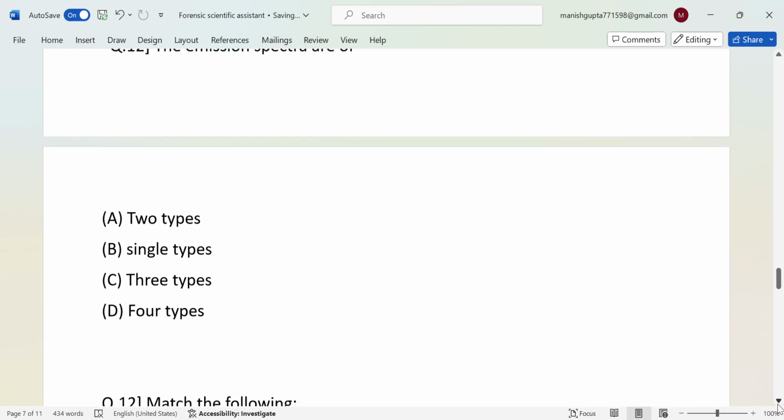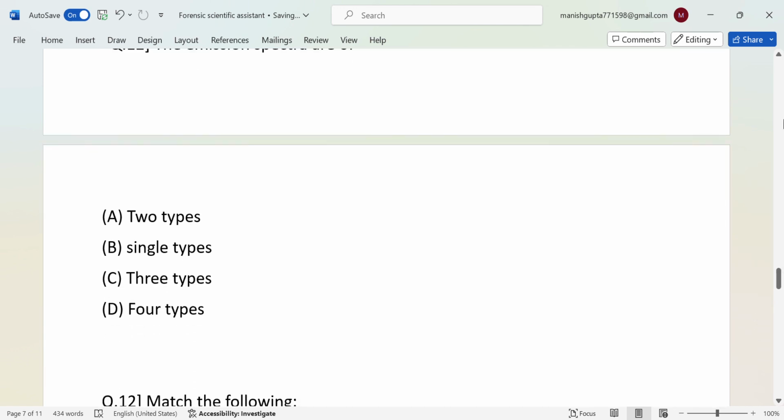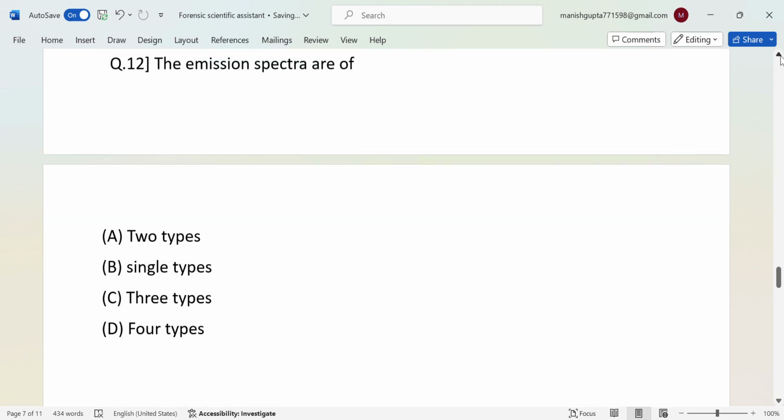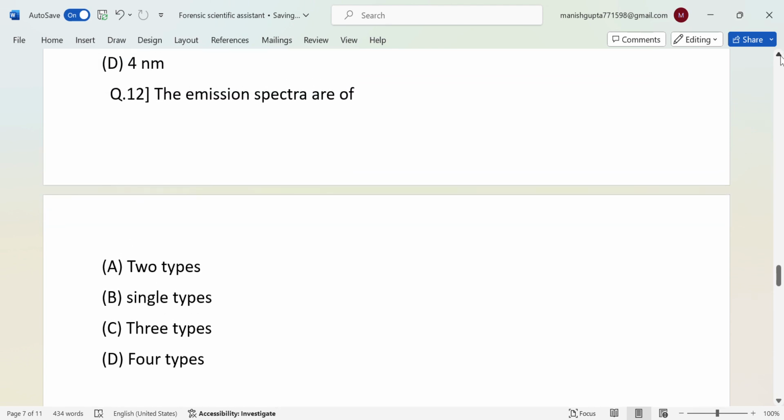Now we are going to see question number 12. The emission spectra are, how many types of emission spectra are there? Option number A, 2 types, option B 1 type, option C 3 types, option D 4 types. Guys, emission spectra are 3 types. So option number C is correct.